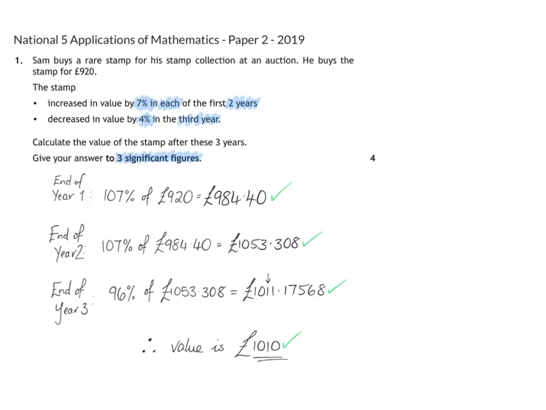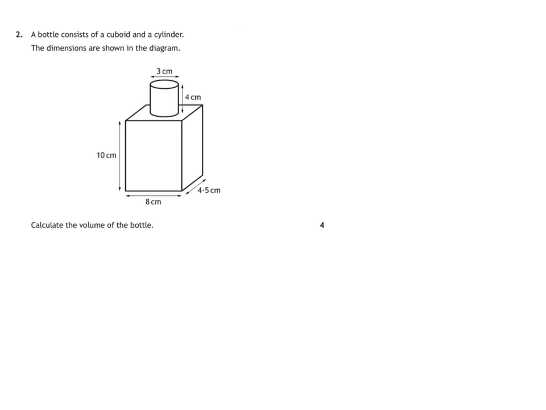That is it for question 1, so let's go on to question 2. Here we are with question 2. So we have a bottle that consists of a cuboid and a cylinder. Volume and dimensions are shown on the diagram. We need to calculate the volume of the whole bottle.